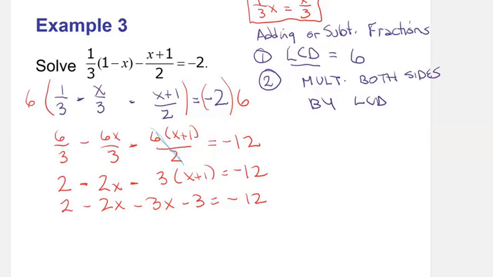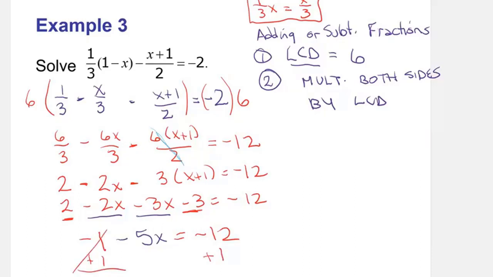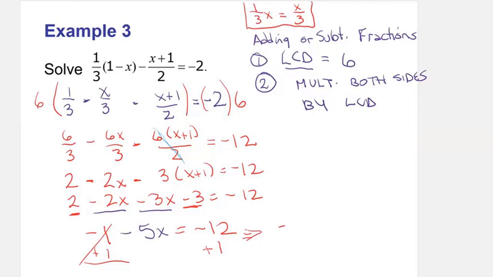And now I'm going to combine like terms. I have 2 minus 3, which is -1. And then I have -2x minus 3x, which is -5x. And that's going to equal negative 12. I'm going to add 1 to both sides because I'm isolating my x. These cancel. I get negative 5x equals negative 11.